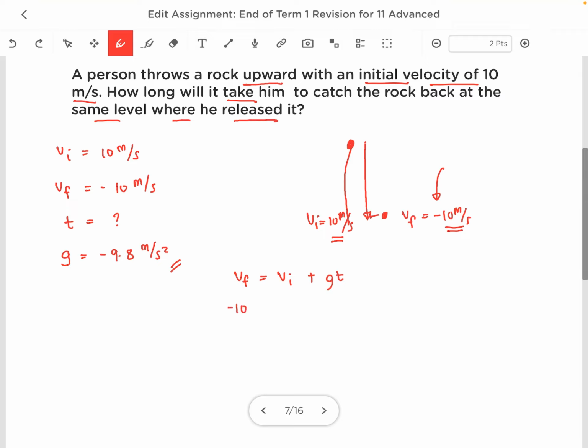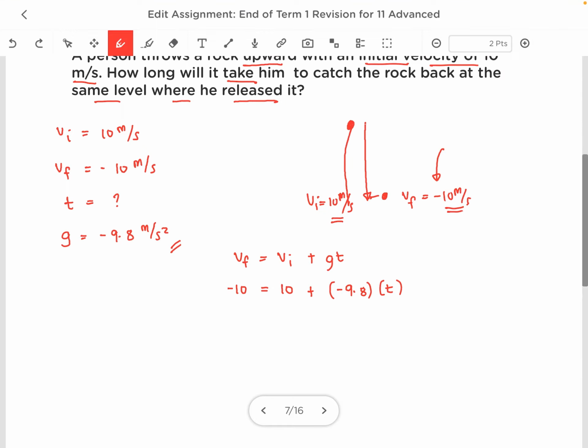VF is equal to negative 10, and that is equal to the initial velocity, which is 10, plus the acceleration due to gravity, which is negative 9.8 meters per second square, and we need to solve for time. So manipulating this equation, you should be able to get that time is equal to 2.04 seconds.